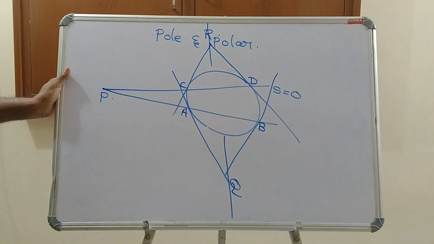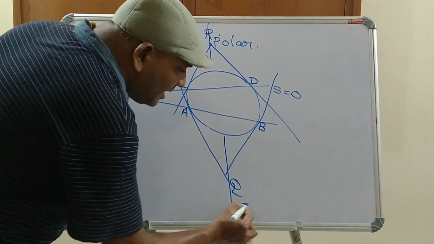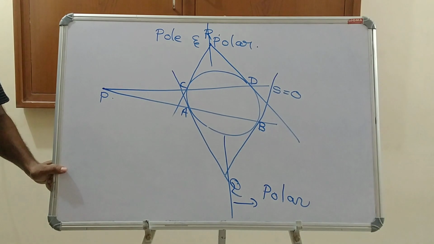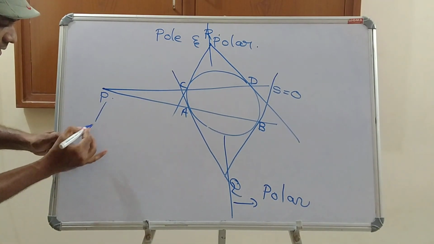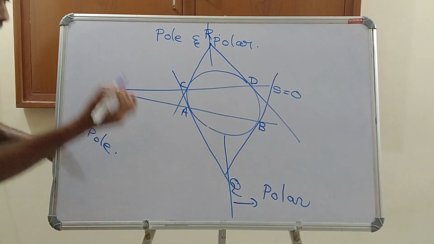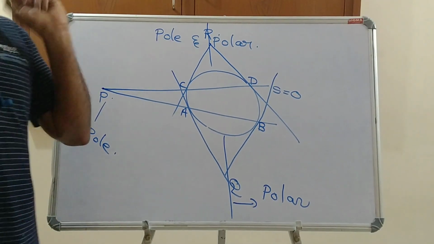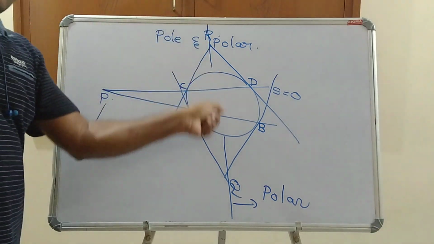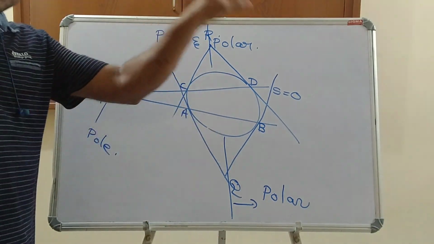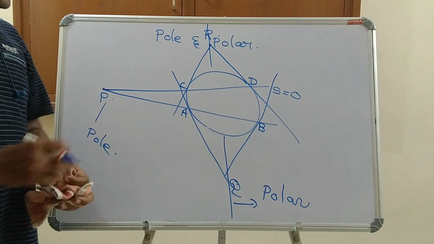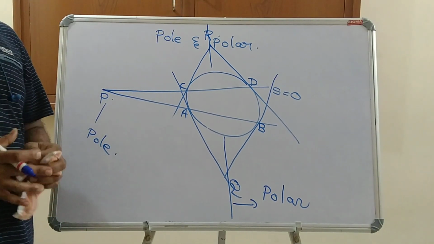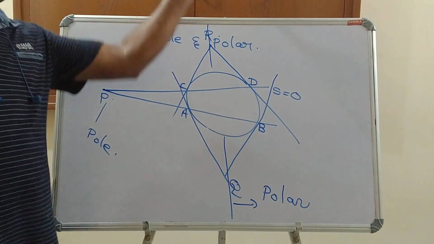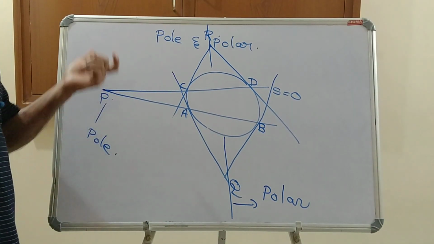The line is called the polar. The point P is called the pole. Now, the definition: the locus of the point of intersection of tangents drawn at the extremities of a chord drawn from the point P is called the polar. P is called the pole.